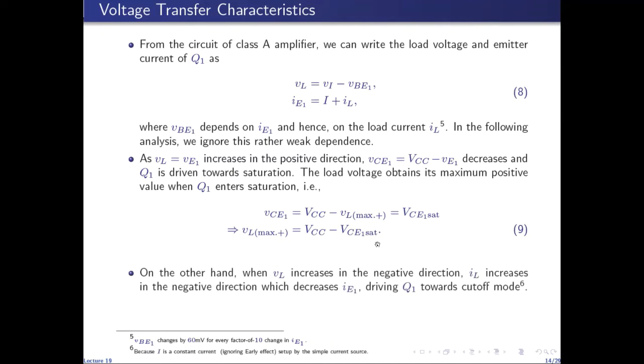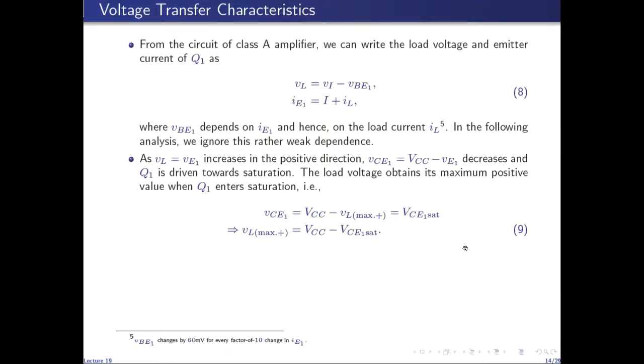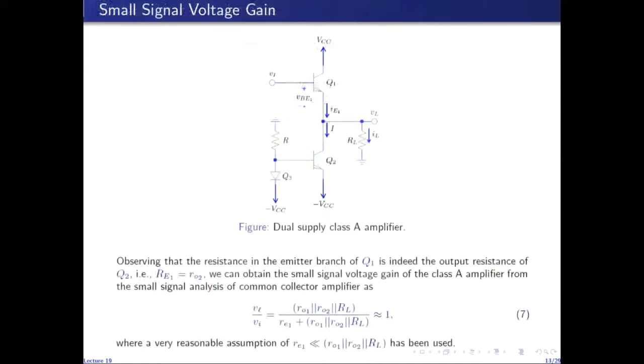On the other hand, when VL increases in the negative direction, then IL increases in the negative direction. That is, when VL is swinging in the negative direction, IL flows in the negative direction. So when VL swings in the negative direction, IL flows up RL. So IL will flow in the opposite direction. It will flow upwards through RL.